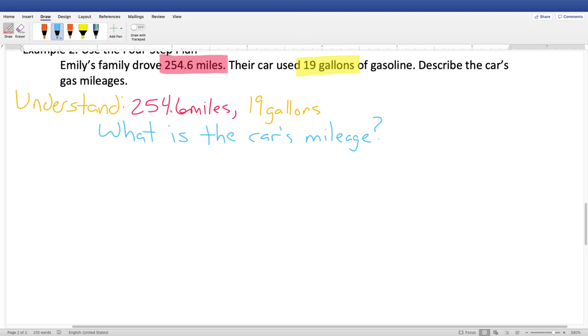Okay, I liked your guys' process from there. You said now we need to plan because we have some information here. When we plan, what do we need? What was the first step? Define the variable. You can use any variable you'd like. We're going to use G. So we're going to let G represent the car's gas mileage.